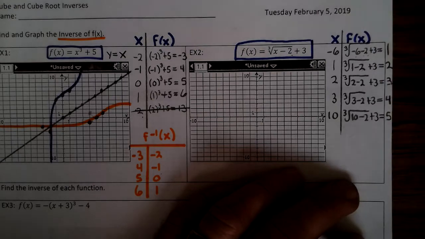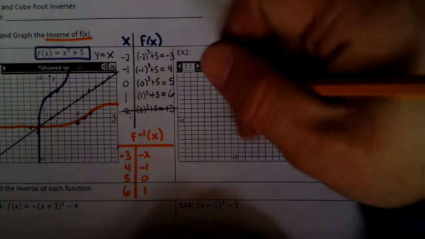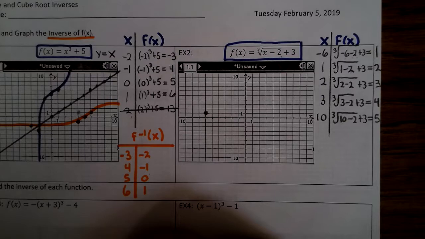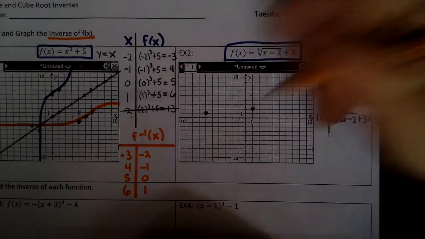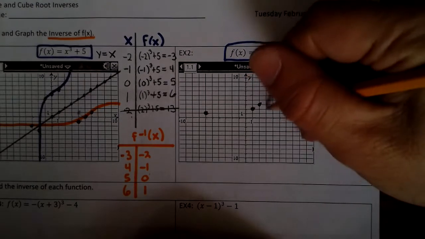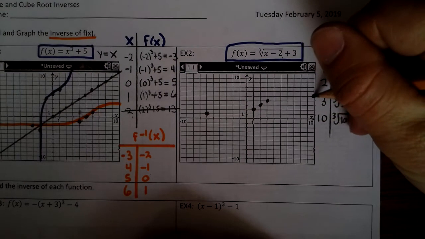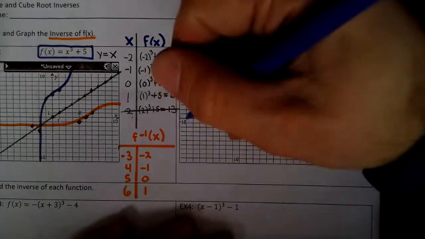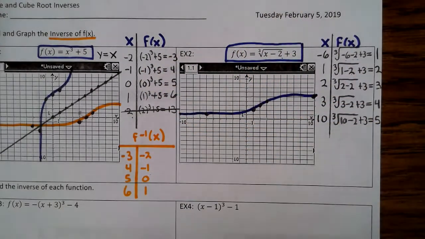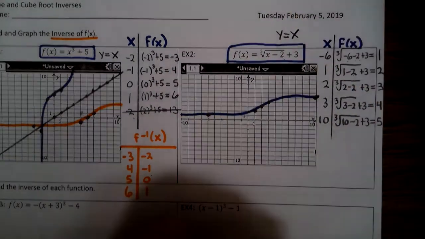Okay, so now I have the points. So -6, 1, 1, 2, 2, 3, 3, 4, and 10, 5. Now I probably should have graphed the y equals x line first, but that's okay. We can graph it now. Y equals x, so 0, 0, 1, 1, 2, 2, 3, 3.